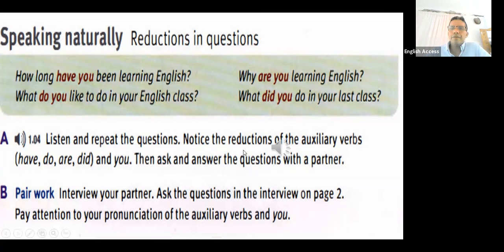Okay, one more time. Page 3. Speaking naturally. Reductions in questions. A. Listen and repeat the questions. Notice the reductions of the auxiliary verbs have, do, are, did, and you. Then ask and answer the questions with a partner. How long have you been learning English?